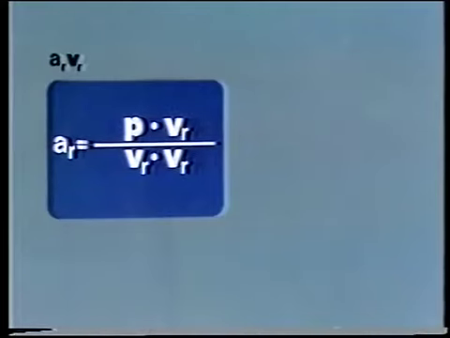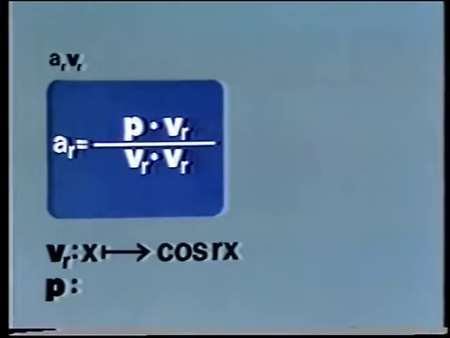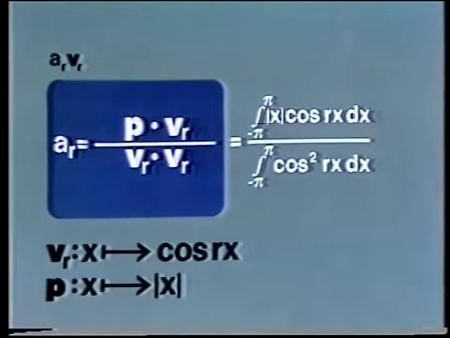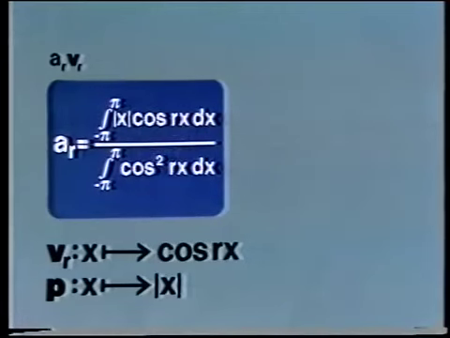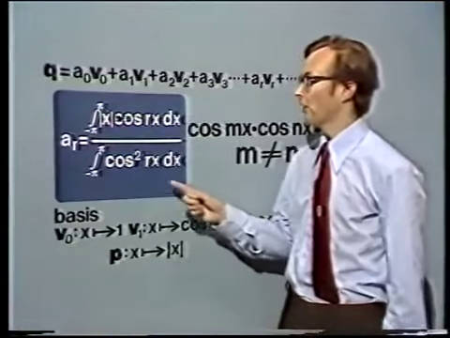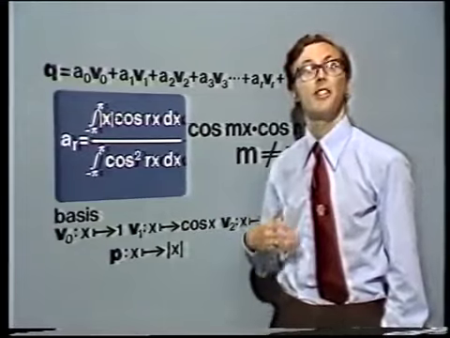Now in our example, v_r and p represent two functions, cos rx and mod x, respectively. In terms of our definition of the dot product of two functions, our general expression for a_r becomes an integral representing p dot v_r divided by the integral representing v_r dot v_r. So with this expression for a_r, we can calculate the Fourier coefficient for any value of r.